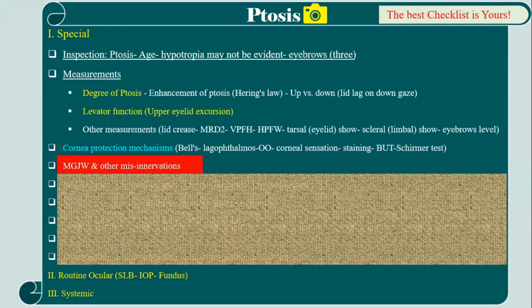Next point is evaluation for Marcus Gunn jaw-winking ptosis and other misinnervations. Can any one of you define the meaning of Marcus Gunn jaw-winking ptosis before I show you the clip? Ma'am, it's a synkinesis between the pterygoid muscle and the levator muscle. So the nerve supply of the pterygoid becomes the same as that of the levator. Okay. Can you add more to this definition?